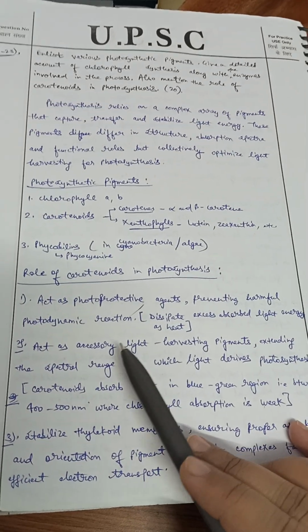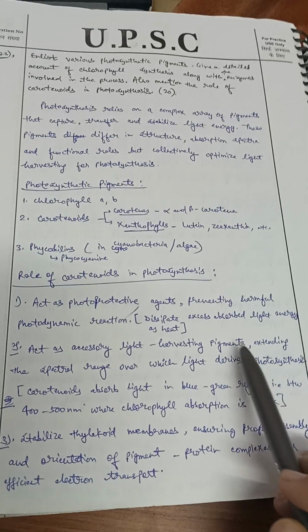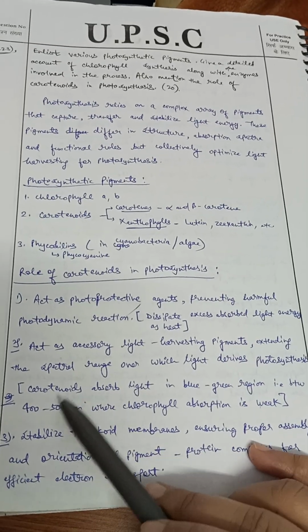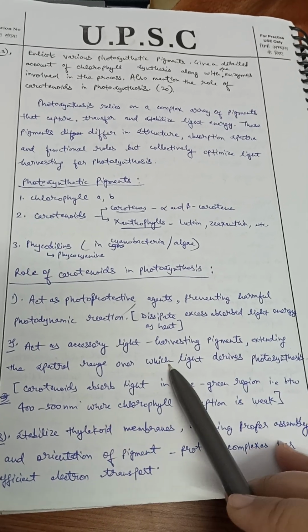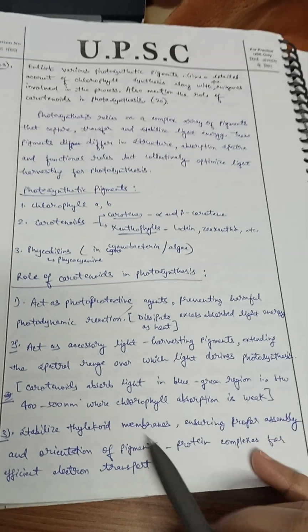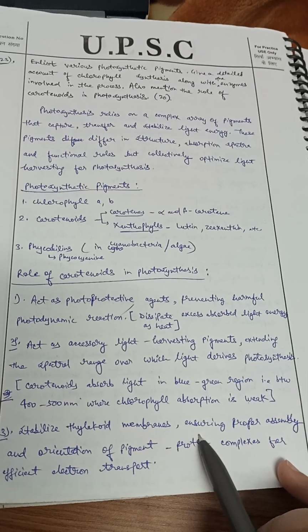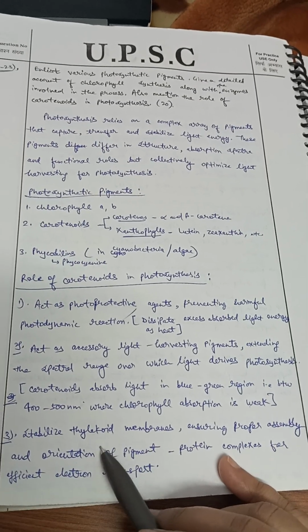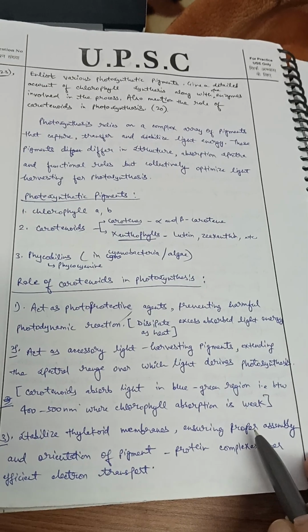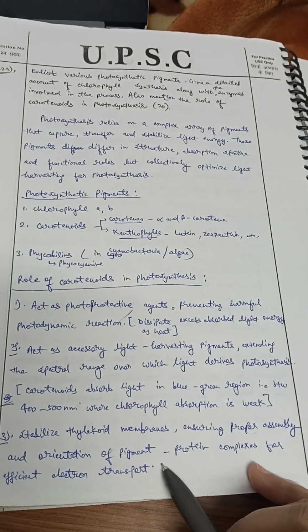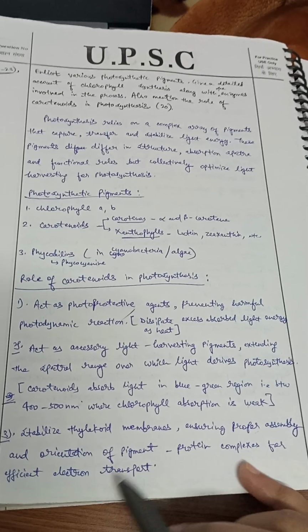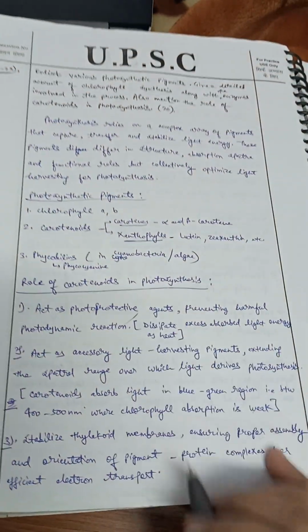That's why they act as accessory light harvesting pigments, extending the spectral range, that is between 400 to 500 nanometer, over which the light drives photosynthesis. Then they stabilize the thylakoid membranes. Thylakoid membranes are found in the chloroplast, so ensuring the proper assembly and the orientation of pigment protein complexes for the efficient electron transport. So these are the roles of the carotenoids in the photosynthesis.